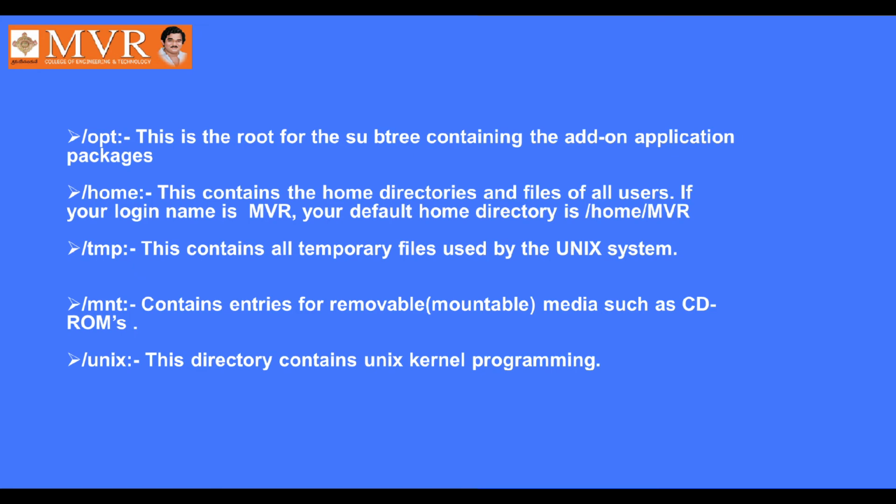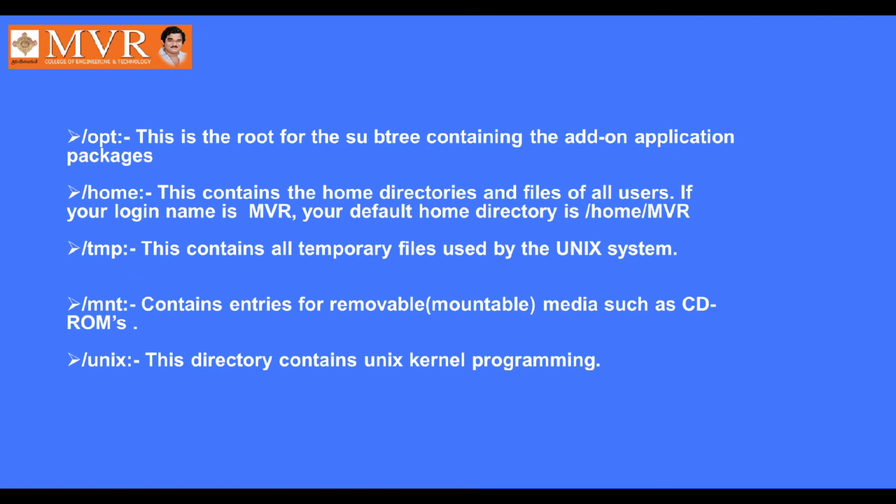And then the next one is the mnt directory. MNT stands for mount. This is the directory where the information about mountable devices is stored. Let us see what mounting is. In Windows, whenever you use a pen drive, you just put it in the USB port, Windows directly recognizes it, and it appears in My Computer. We can access that pen drive by double clicking the mouse.